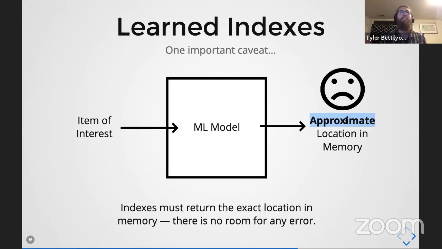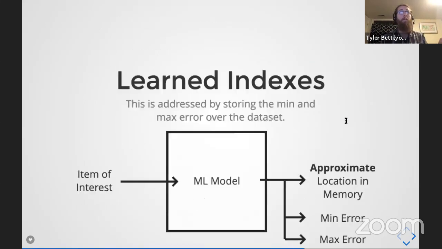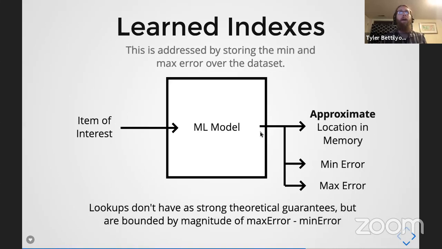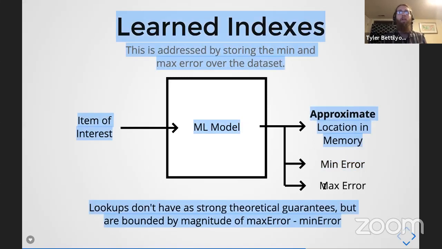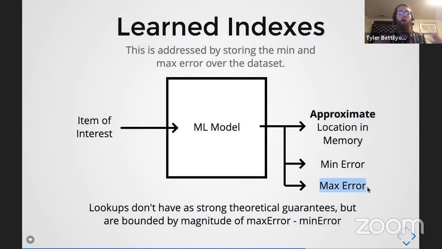So this approximate problem is something that we have to solve for machine learning models to be adequately used as indexing structures. The researchers solved this by having every machine learning model that they use in this way also store its minimum error and maximum error over the training data that was used. And another thing, and this is often not the case for ML research, is the training data is the test data in this particular instance, because indexing structures only need to work for data that we've already put into our index.